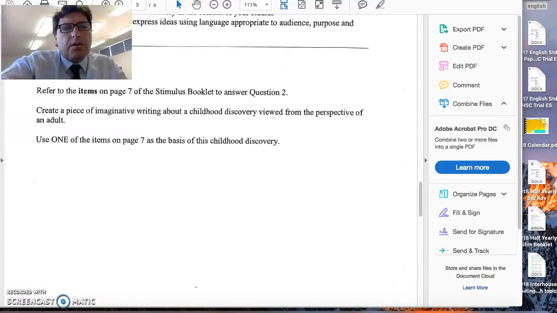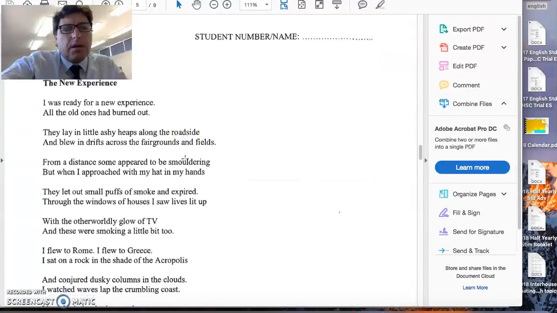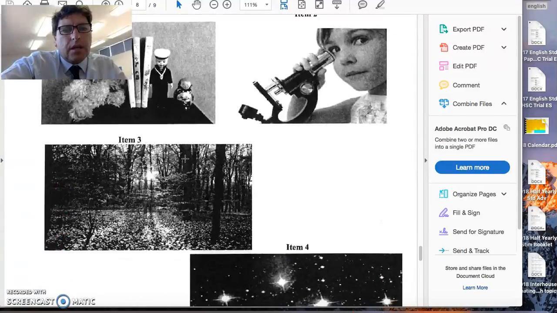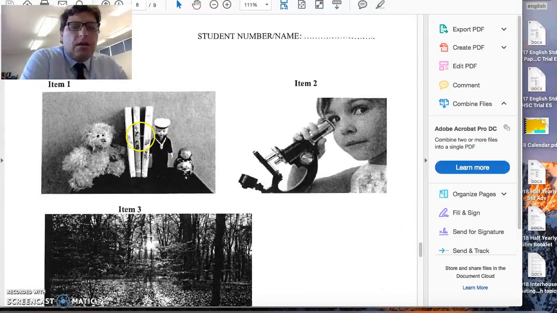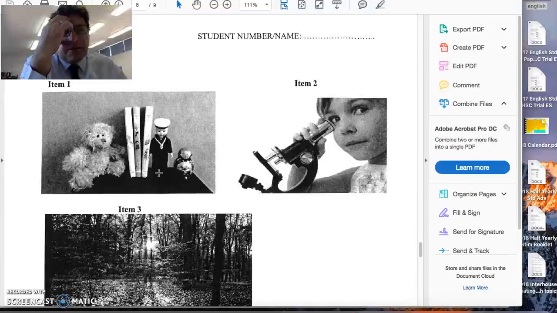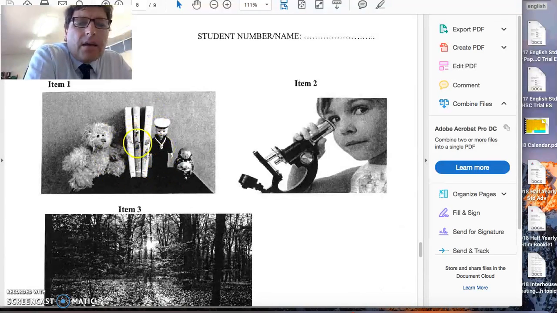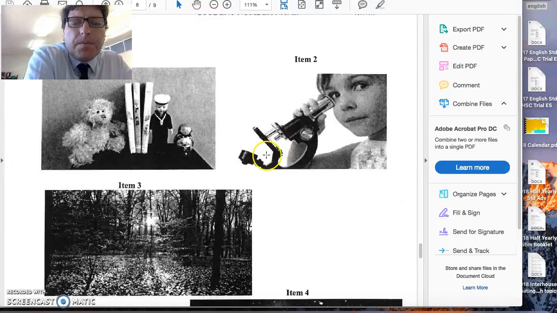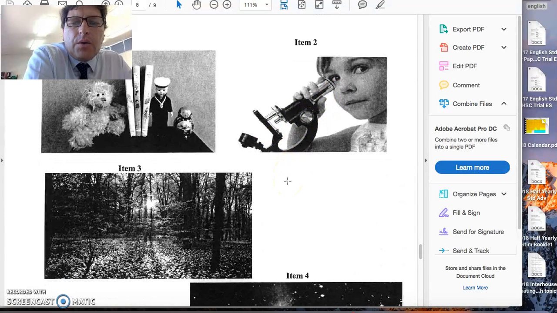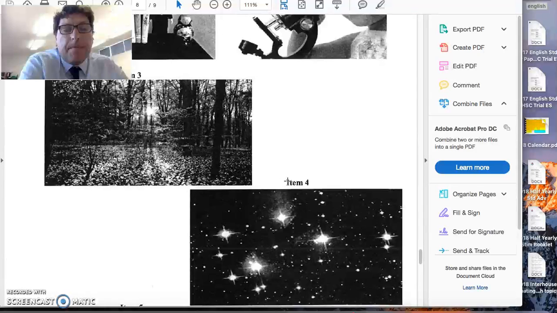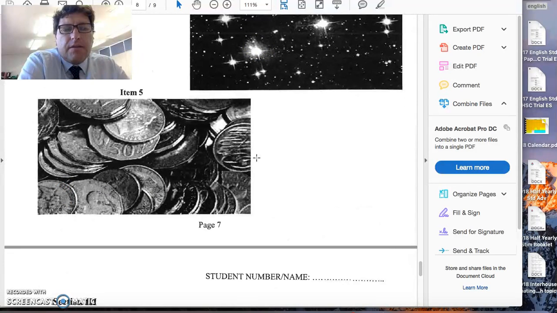So if we go to the actual stimulus booklet here, we go to page 7, here we are. Now page 7 has a couple of items. The first one here, some books, childhood books and childhood toys. So there's obviously the perspective of someone looking at something from their own childhood, and I would imagine that's an adult eye looking back. Here we have item 2, which is a little child looking through a microscope, an adult item. And so you've got possibly the father of this child coming to see a child's awakening for the first time. This is a little bit difficult, this one. It's a forest, and of course this one here is some stars, and the final one is some money.